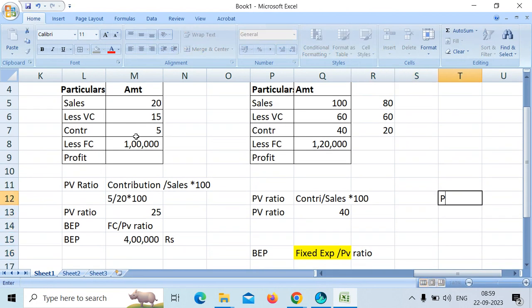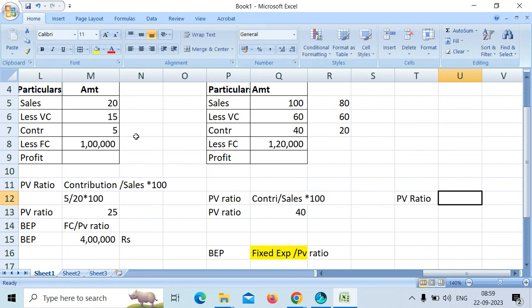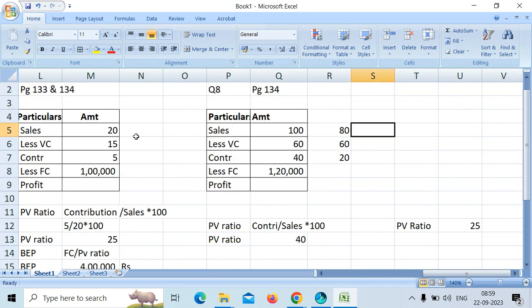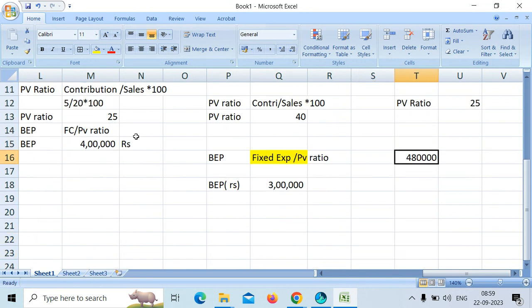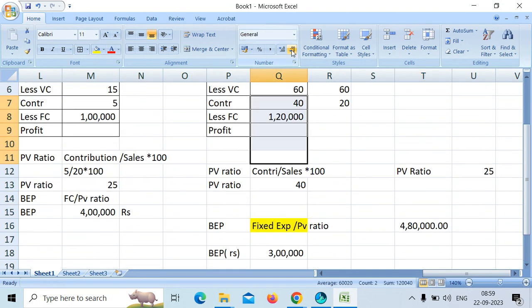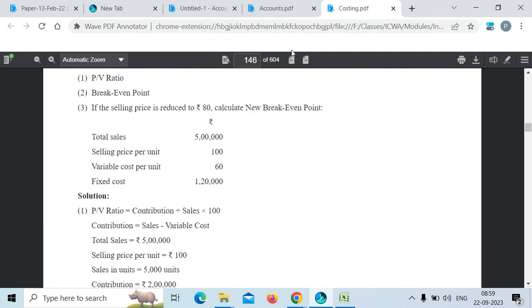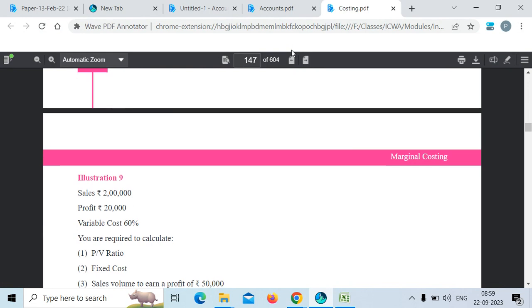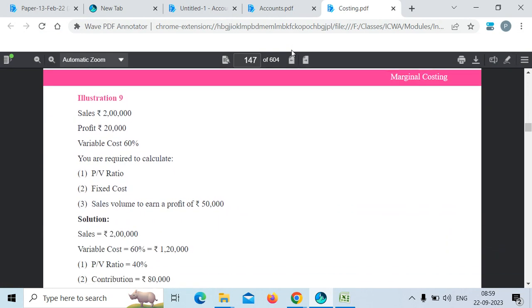So again, if you do your PV ratio, 20 divided by 80 into 100, you will get 25% as your PV ratio. Your fixed expenses are 1,20,000 divided by 25%, so 4,80,000. So if your selling price is reduced, your break-even sales value will be 4,80,000. You can complete this, then I'll take illustration 9.